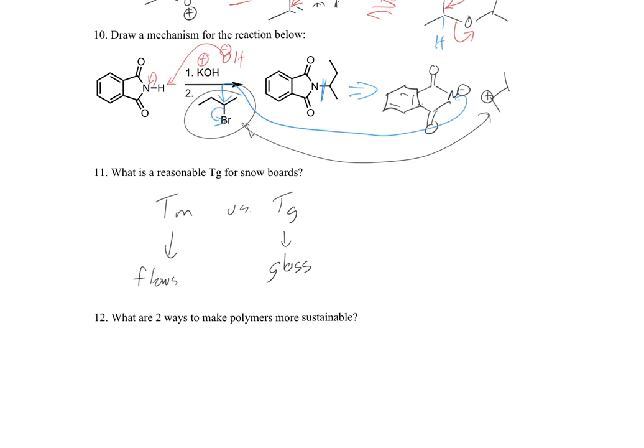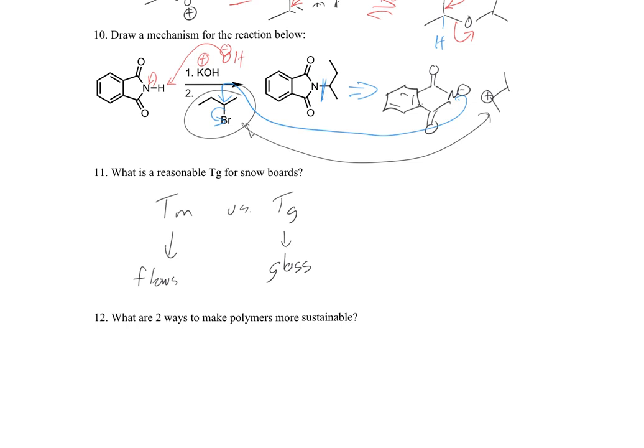So for a snowboard, right, you use those in the winter. So you have to have your Tg be low enough so that if you're outside using it in the winter, it's cold, it doesn't crack, right? So I don't know, you could just make it up. I mean, anything below 0 would be good, whether you're doing Celsius or Fahrenheit.